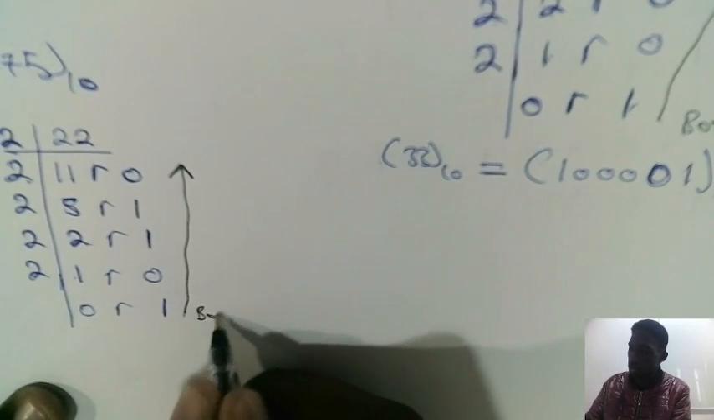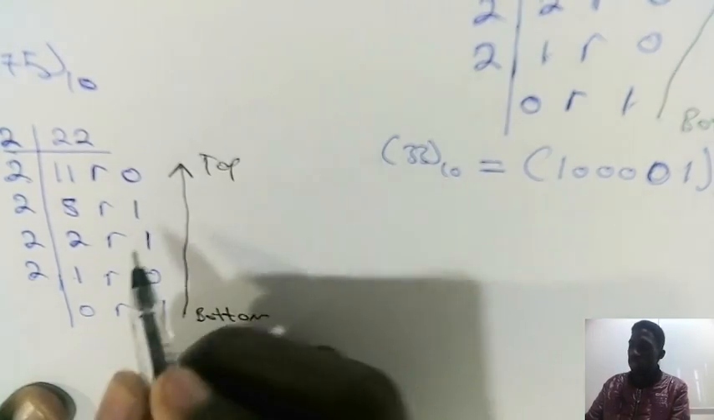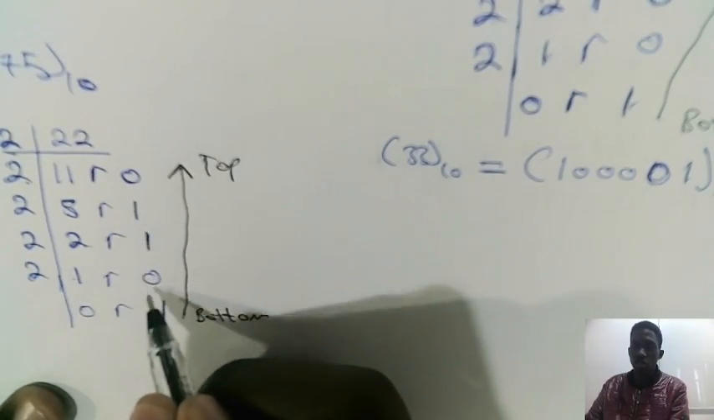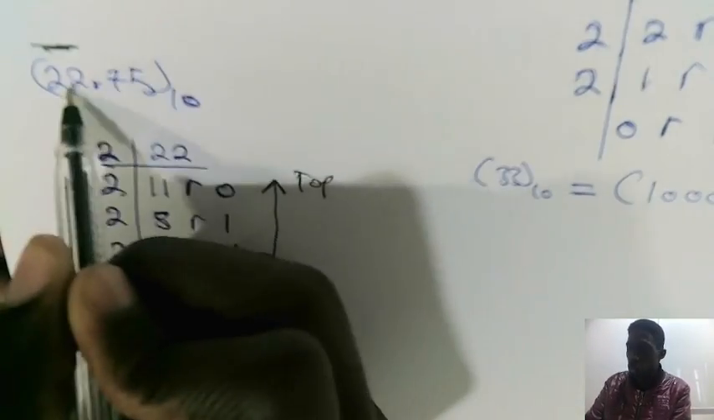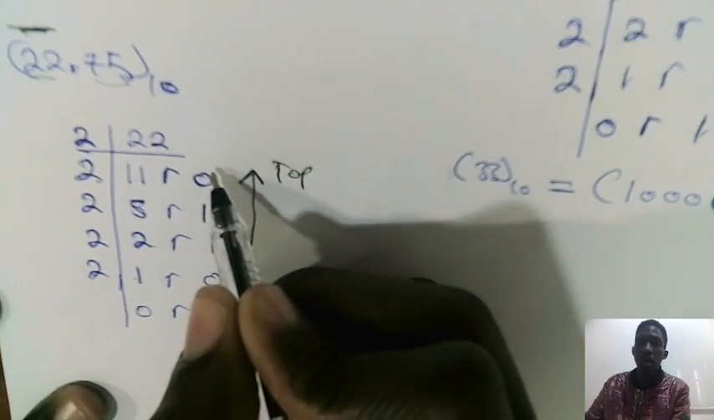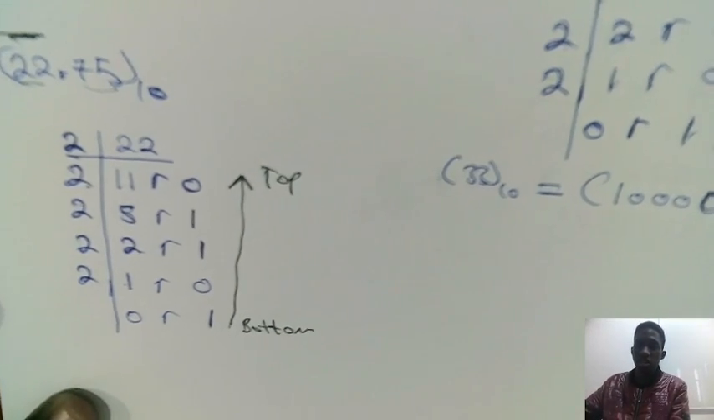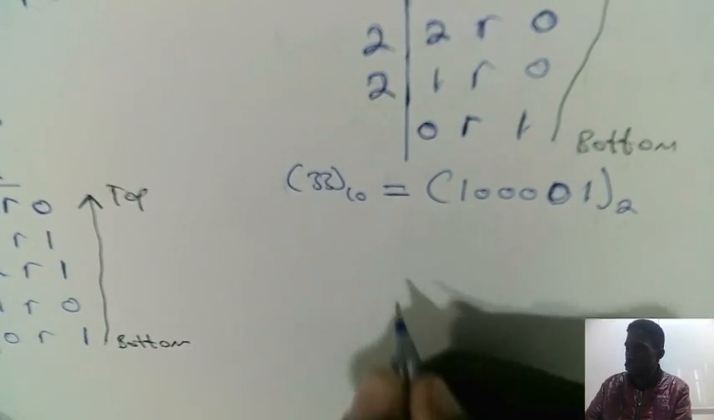From the bottom to the top. But this will give you the whole number part of the number, because this number has a whole number part and a decimal part. So this is only giving you the whole number part of your answer. We need the decimal part. To obtain the decimal part, this is the method we use.